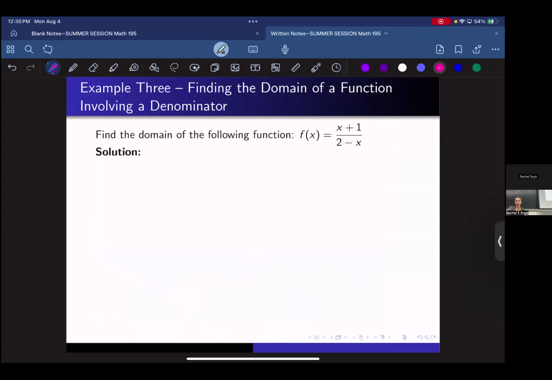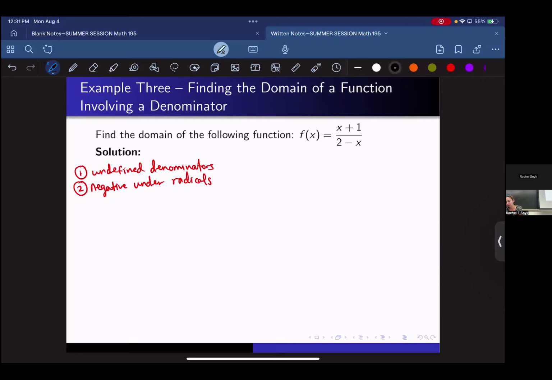And we'll end on this example, and then I'll give you guys a nice 20-minute break. So we're asked to find the domain of the following function. Again, domain. What are our two restrictions? Undefined denominators and negative under radicals. So lucky for us, do we have any radicals here? No. So not needed for this problem.